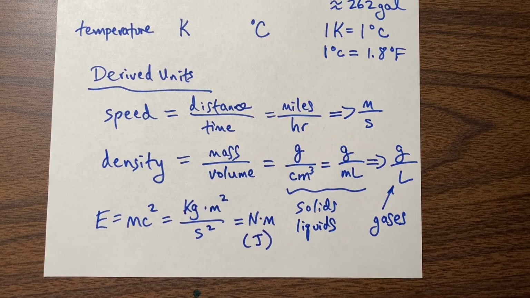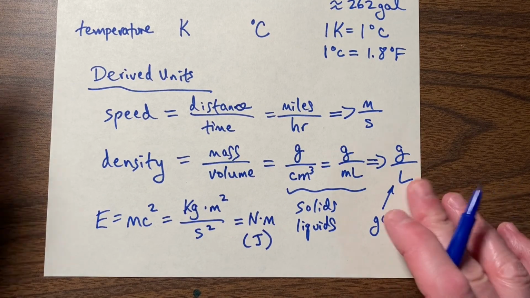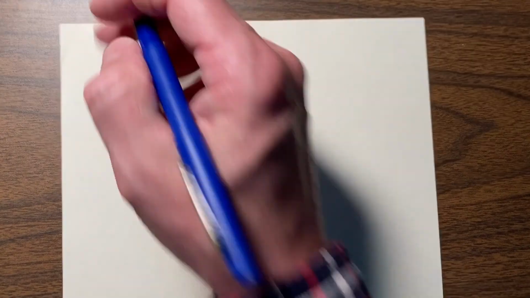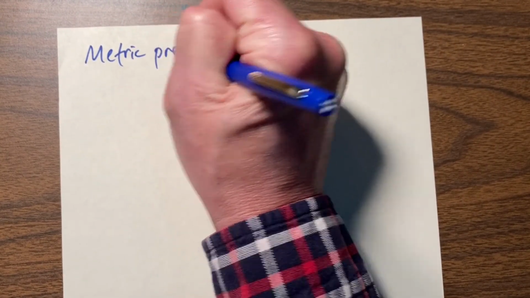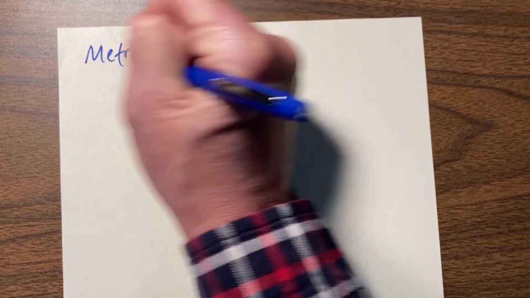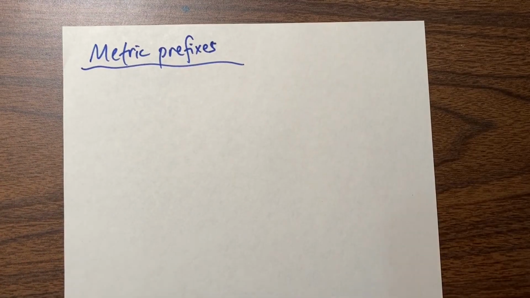So these are all derived units, and you'll need to be very comfortable using them as well. Now, another thing you have to be able to do is know the relationship between different metric prefixes. So learn these metric prefixes because it'll just make your life a little bit easier.